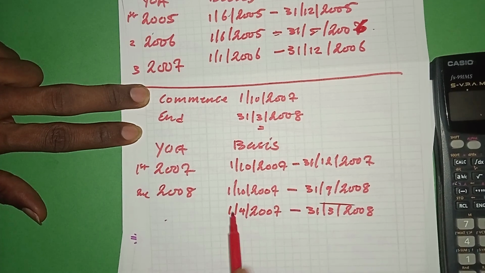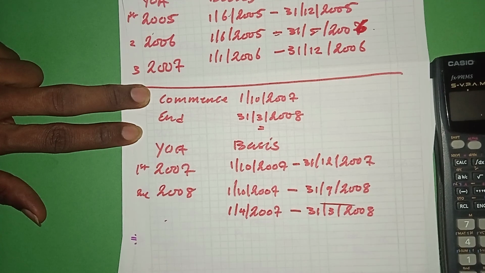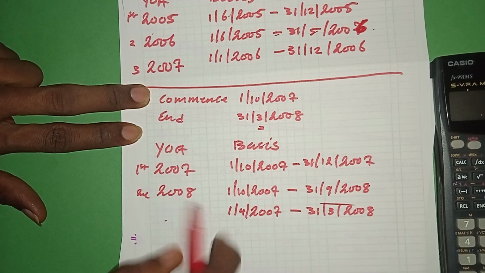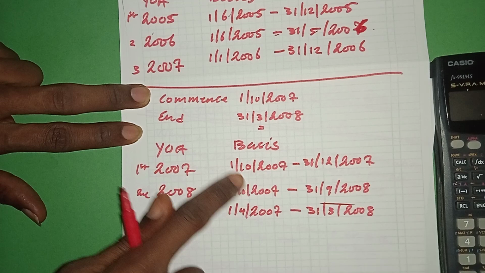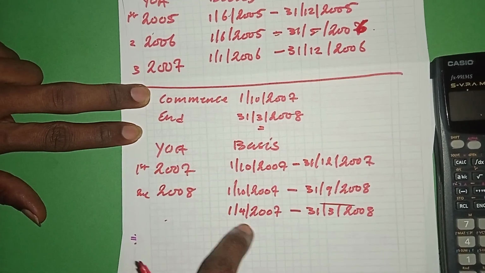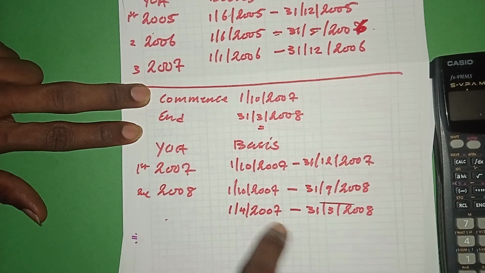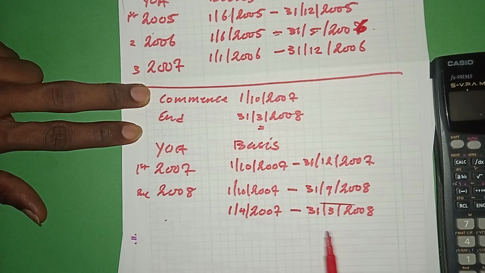Now, as at 1st of April 2007, as this business started, reason it. When did the business start? 1st October. The business started 1st of October 2007. And this is 1st of April 2007. Because they ended, this is the end, 31st March 2008.